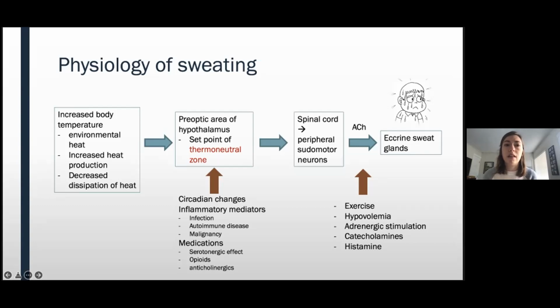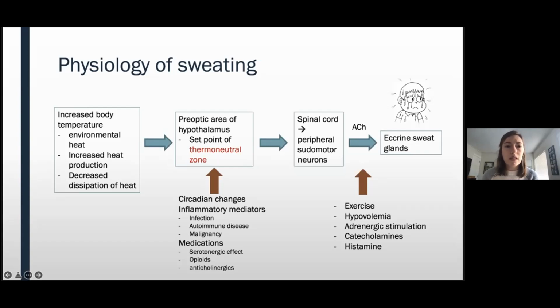There's a lot of things that impact this thermoneutral zone. Circadian changes like cortisol levels, which we have all experienced on 20-hour call when you start sweating at crazy times because your thermoneutral zone is all off. Inflammatory mediators, cytokines that are released from infection, autoimmune diseases, or malignancy can all impact where our thermoneutral zone is set. And then lots of medications can also impact this. Some medications include ones that have serotonergic effect, opioids, and anticholinergics.